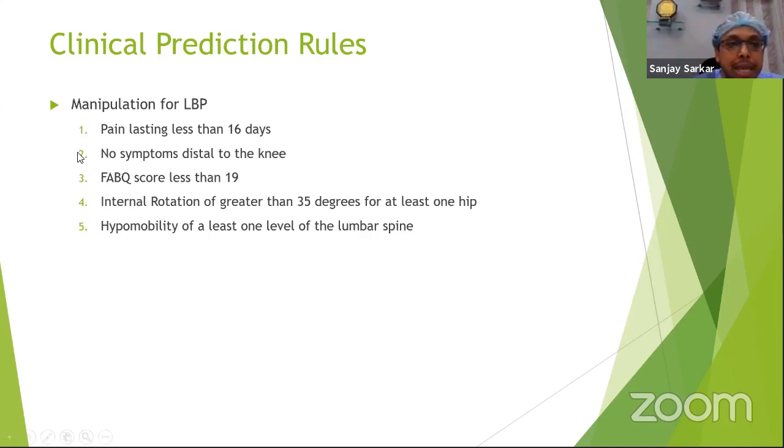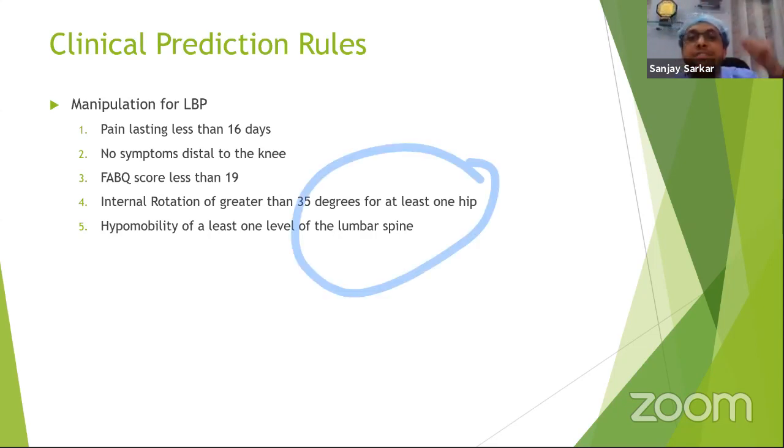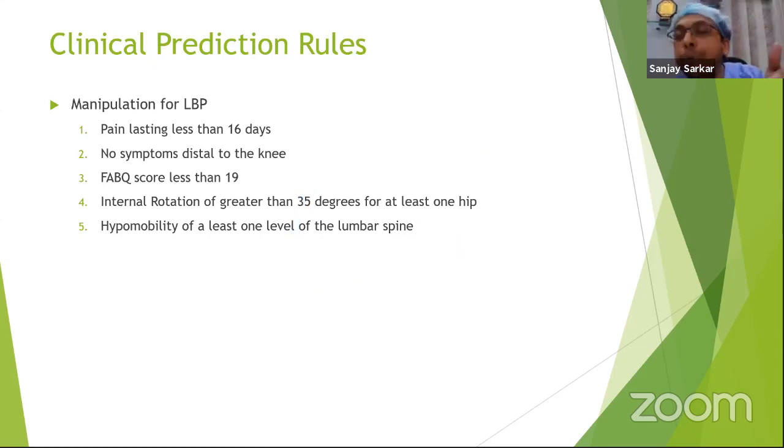If the low back pain is lasting less than 16 days, no symptoms distal to the knee, even though it could have radicular signs, but the radicular signs have to be limited till the knee joint. FABQ scores are less than 19, IR of greater than 35 degrees at least in one hip, and hypomobility at least one level of lumbar spine. So you have 5 criteria. If your patient falls under these 5 criteria, then you can manipulate to get a positive outcome of reduction of sign and symptom in low back pain patient.